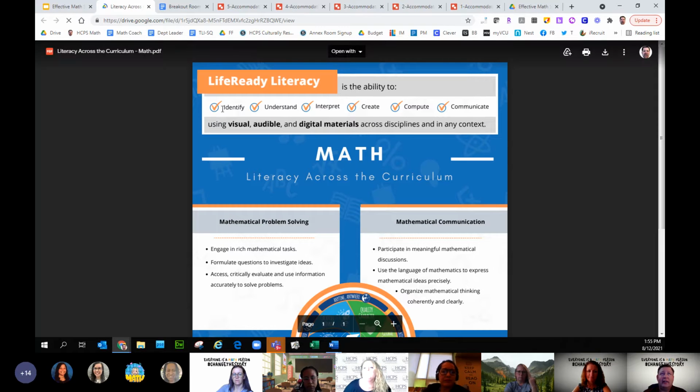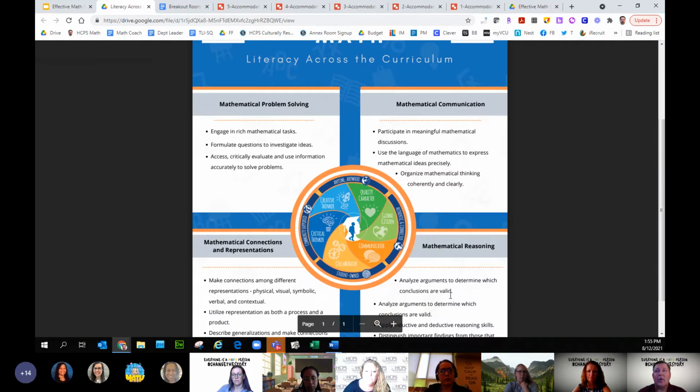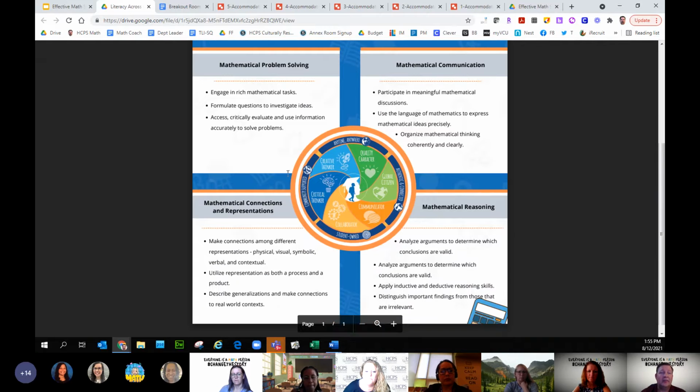in life literacy, it's the ability to do all of our 6 C's, basically: the problem solving, communication, connections, representations, reasoning, and what we can do in a math classroom to support that, and how the strategies that we've talked about so far today can be used to help with those connections and representations and reasoning.